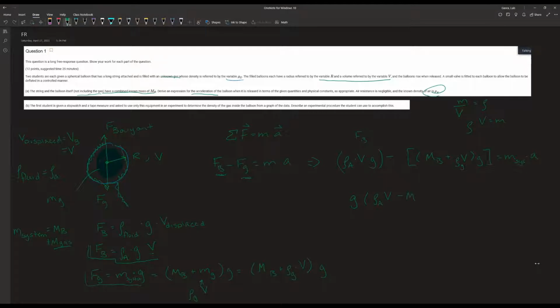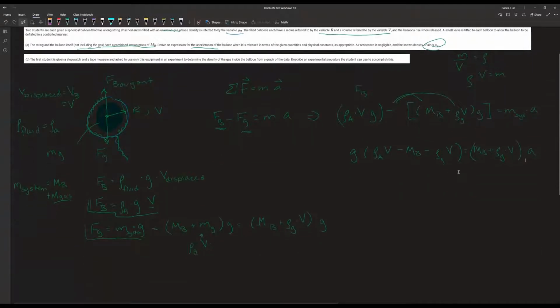And I'm just going to distribute that negative. Minus rho G V, or rho of the gas times V. That can get a little confusing with rho G V. And all of that is going to again be equal to the mass of the balloon plus the mass of the gas, which is rho of the gas times V. Let's set that equal to a. Any questions so far?